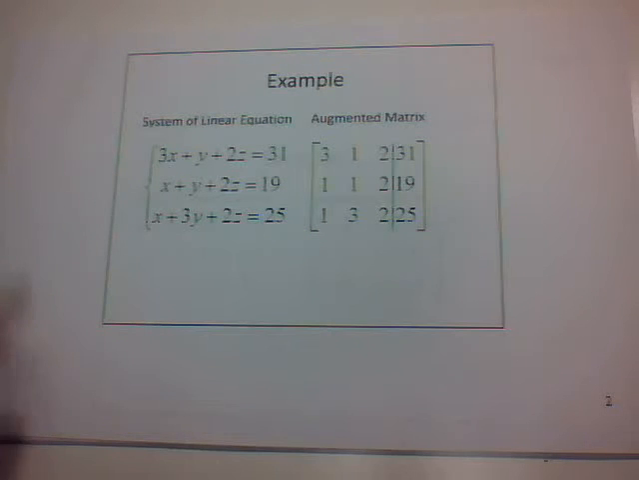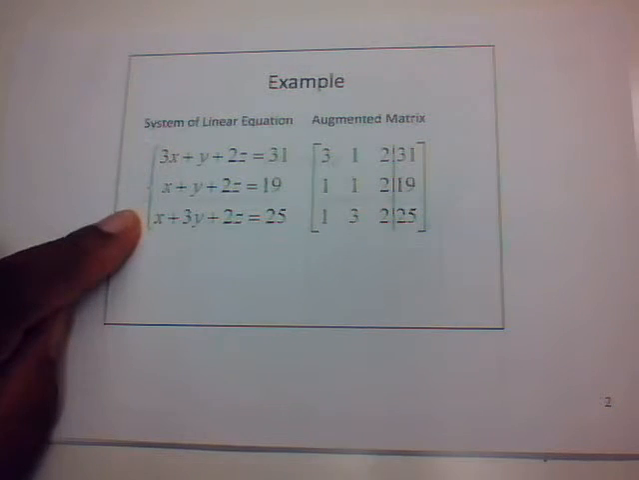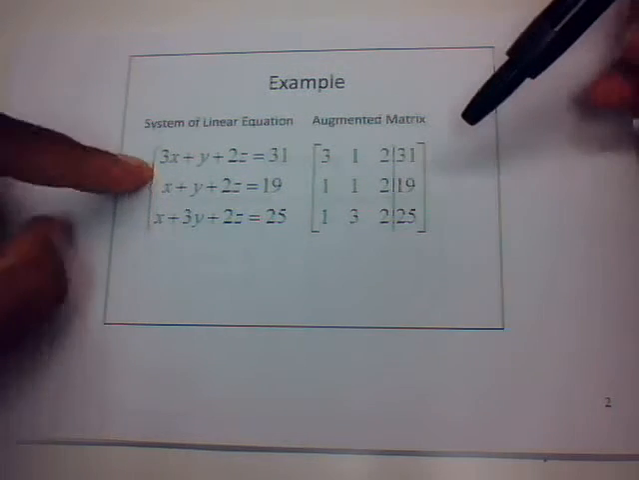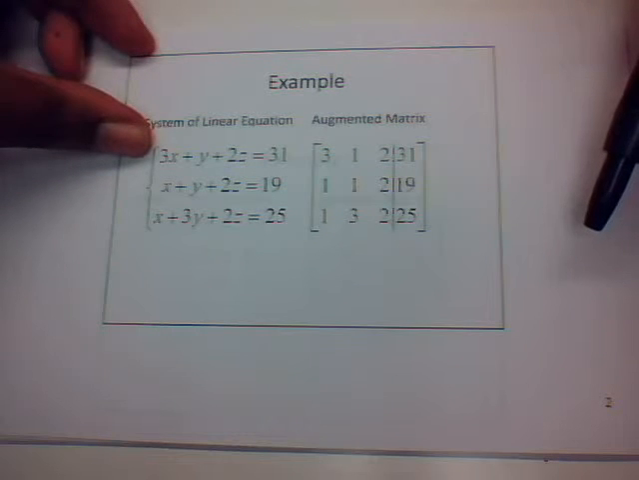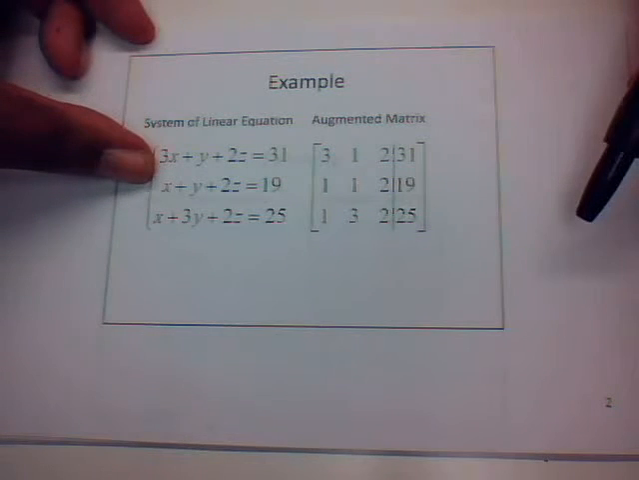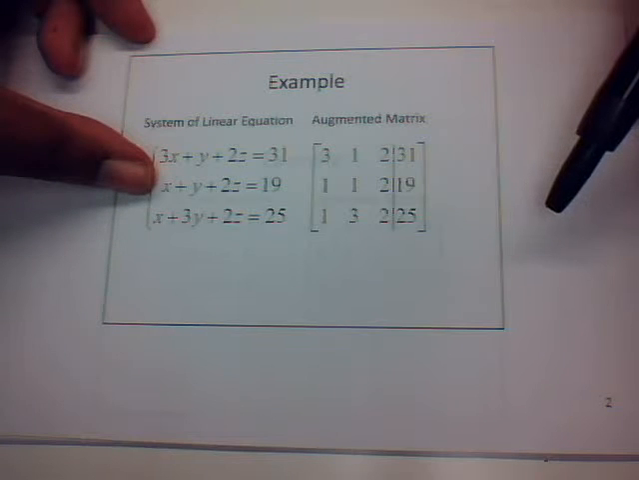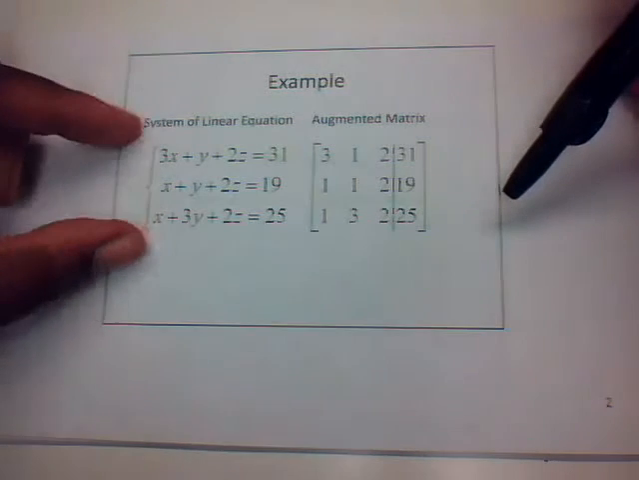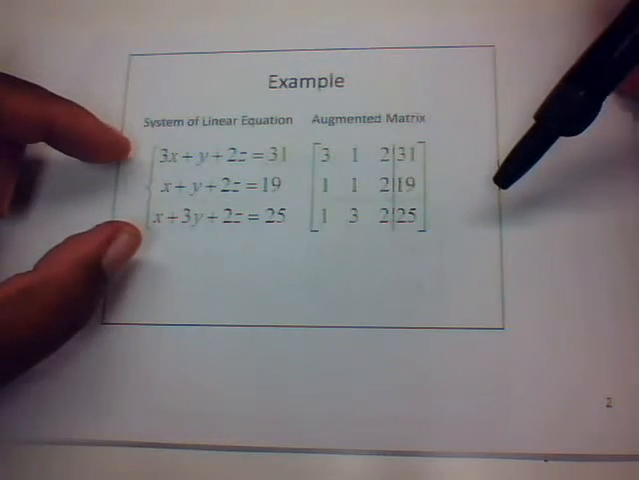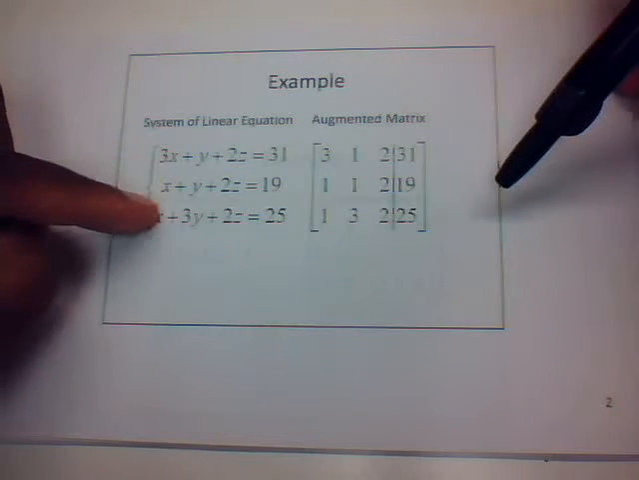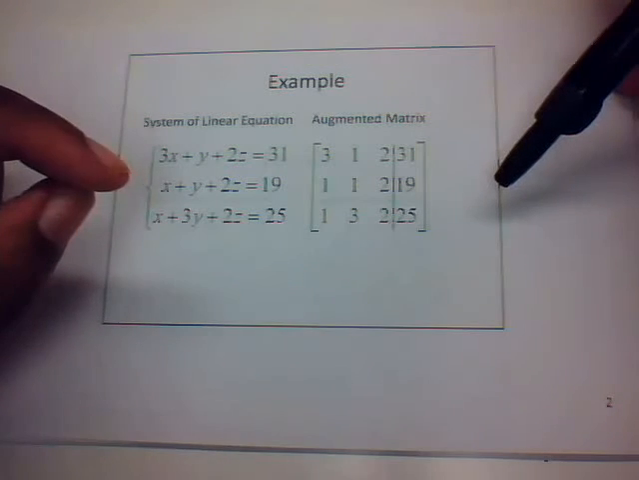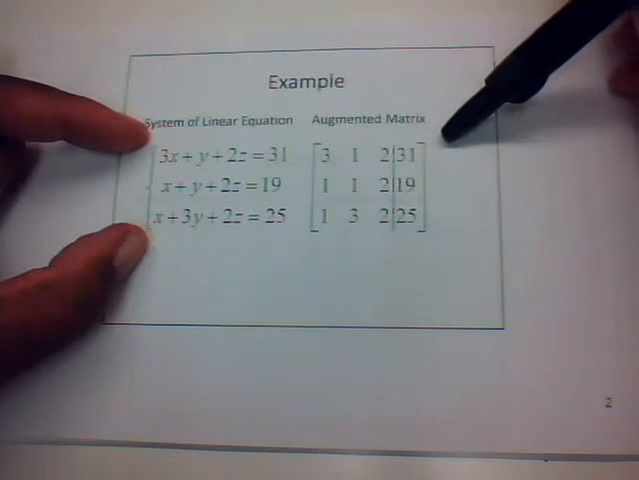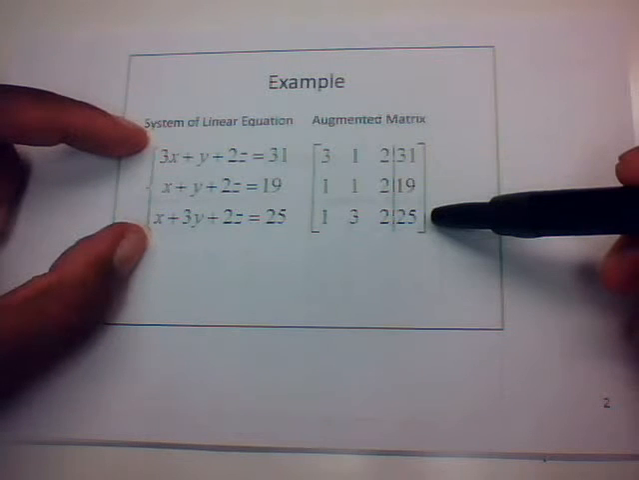Okay, so what does an augmented matrix look like? Let's say we had this. Now on the left side, we have a system of linear equations. In this case, we got 3x plus y plus 2z equals 31, x plus y plus 2z is equal to 19, x plus 3y plus 2z is equal to 25. That's what we call a system of linear equations, because we have, in this case, 3 different equations in 3 variables, x, y, and z. This can be converted into an augmented matrix, which is what you see on the right.